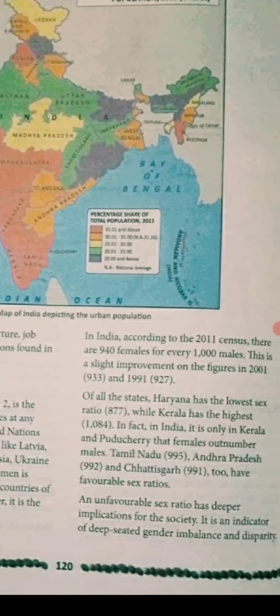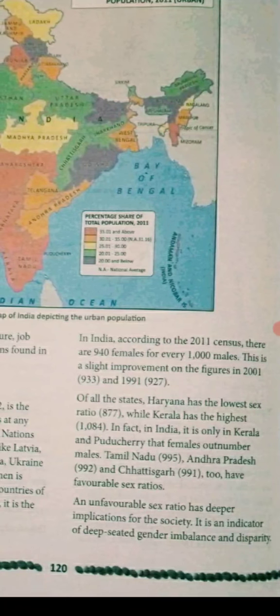Similarly, in India, it is the opposite situation. According to the 2011 census, there are 940 females per thousand males. But this is much better than the previous two reports: in 2001 it was 933, and in 1991 it was 927. So it means that the female ratio is increasing.